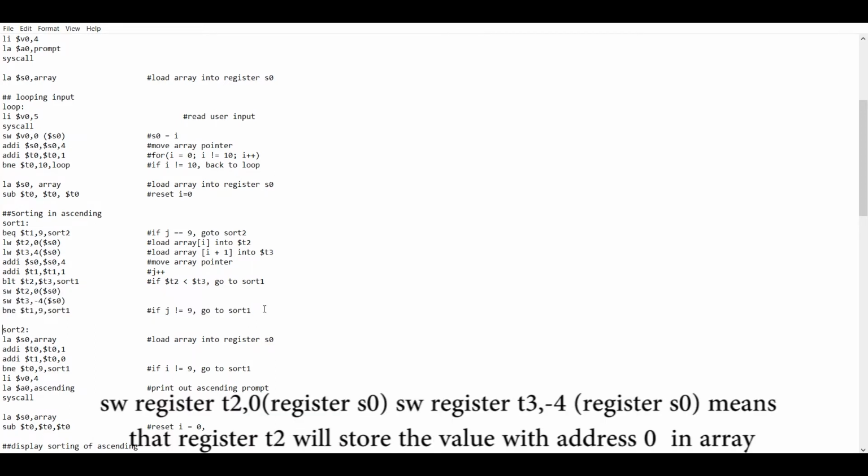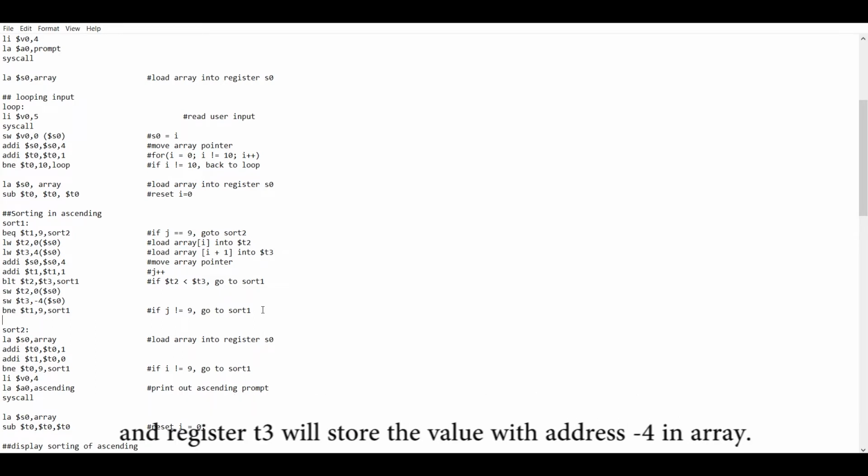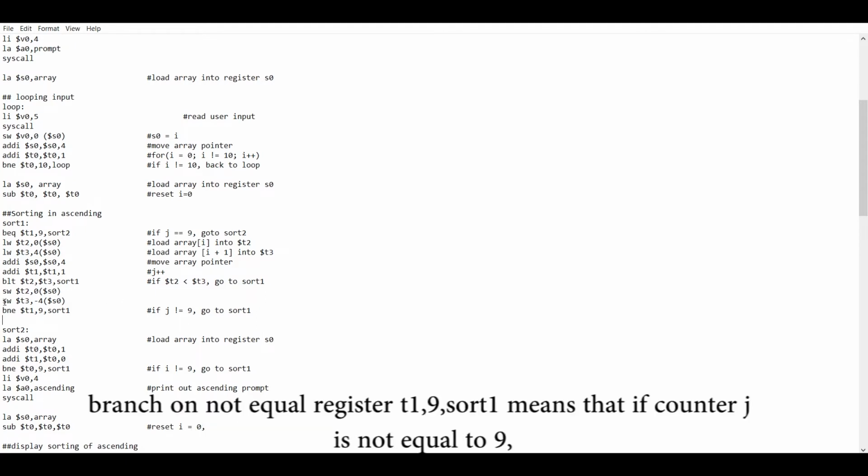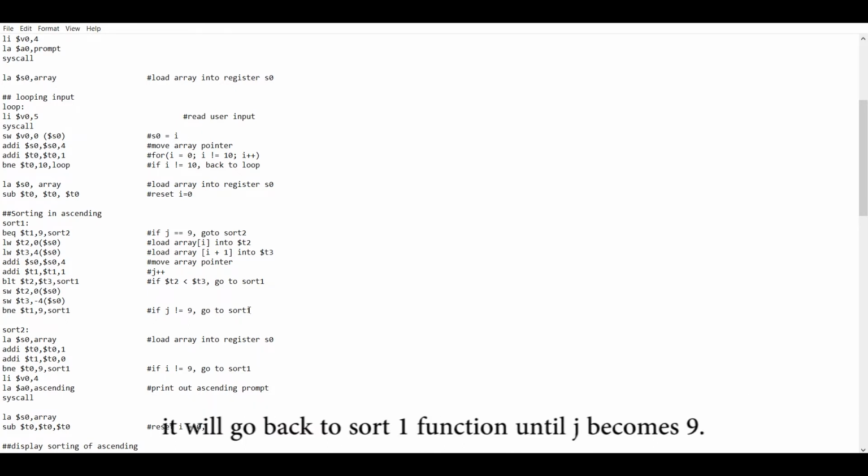SW register T2 0, SW register T3 minus 4 means that register T2 will store the value with address 0 in the array, and register T3 will store the value with address minus 4 in the array. Branch on not equal to register T1 9 short 1 means that if the counter J is not equal to 9, it will go back to the short 1 function until J becomes 9.